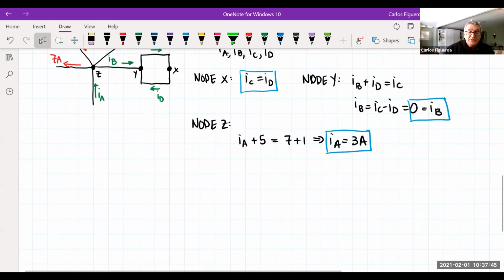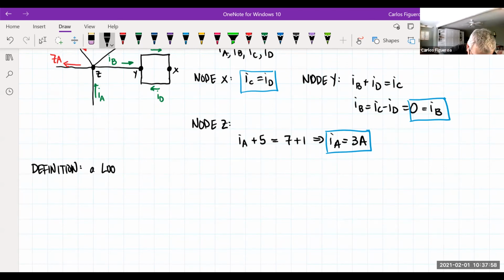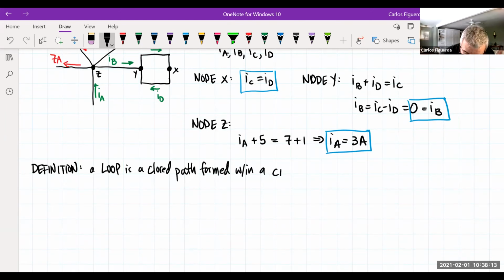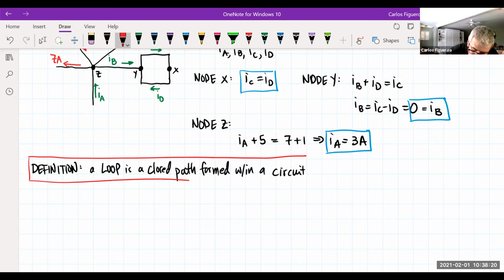So when I go and do this, what we're going to find is that I need a new definition in order to apply Kirchhoff's laws. A loop is a closed path formed within a circuit. Okay, so this is a very simple definition.